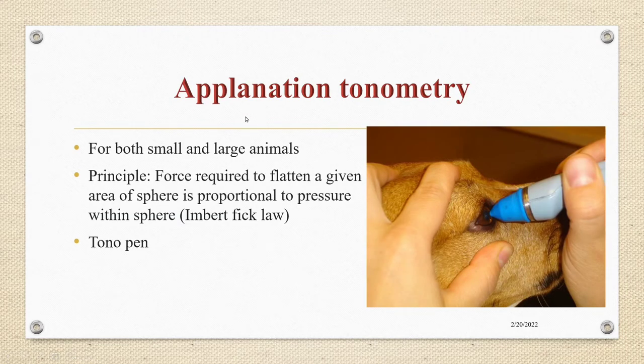Now this comes to applanation tonometry. This can be used for both small as well as large animals. Commercially, the TonoPen we are watching here now comes under applanation tonometry. The principle is the force required to flatten a given area of a sphere, and here the sphere is the cornea. The force required to flatten the given area of the sphere is proportional to the pressure within the sphere. We just have to press the cornea 3 to 4 times, and it will measure the pressure inside the eye. We take the average of 3 to 4 readings.